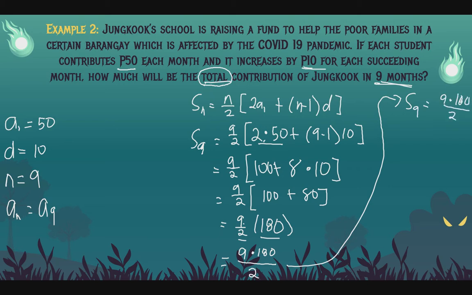Ang 9 hindi siya divisible by 2, pero ang 180 divisible by 2. So, kapag dinivide mo 180 by 2, magiging 90 na lang po siya. Samantalang ang denominator natin is 1. So, magiging 9 times 90. And what is 9 times 90? Very good, 810 pesos. So, ibig sabihin, sa loob ng 9 na buwan, 810 pesos ang naipon ni Jungkook para sa pagtulong sa mga family na affected ng COVID-19.